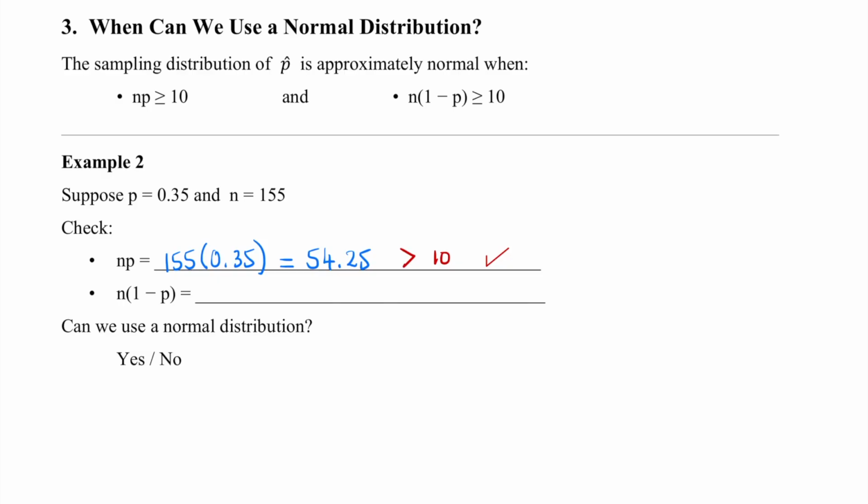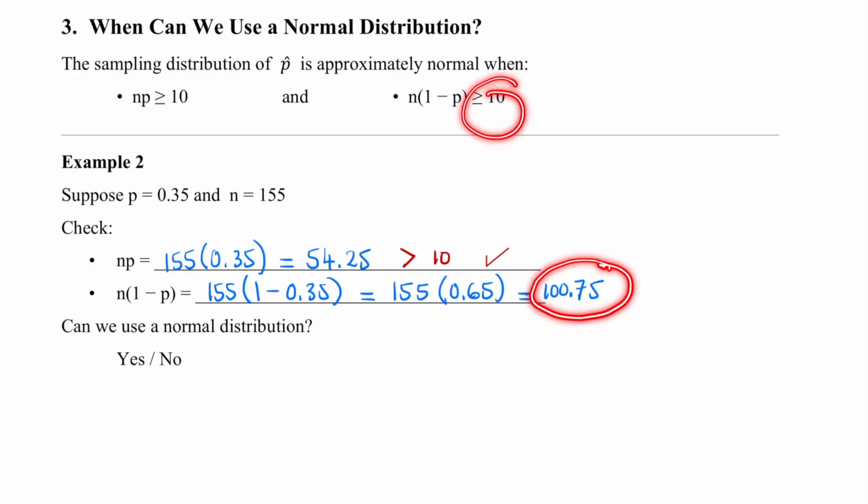Now, let's calculate the second condition, n times 1 minus p. So we have 155 times 1 minus 0.35. 1 minus 0.35 is 0.65. So we have 155 times 0.65, which is 100.75. Since 100.75 is greater than 10, the second condition is also satisfied.